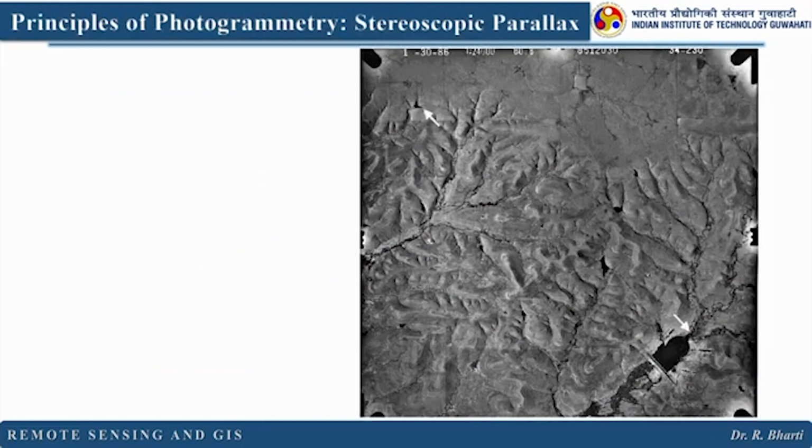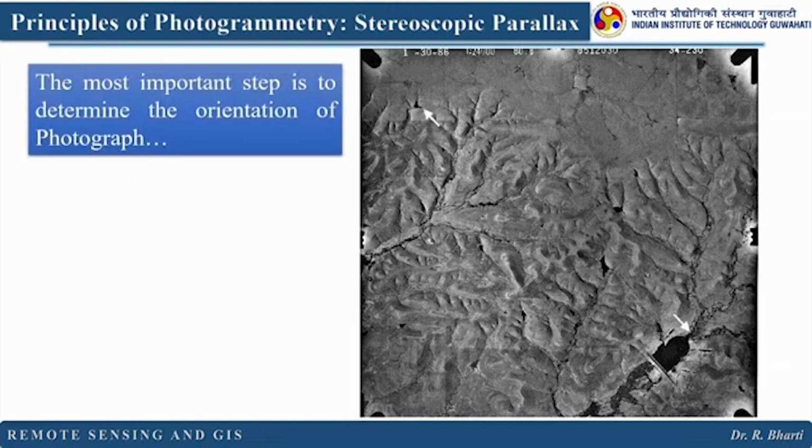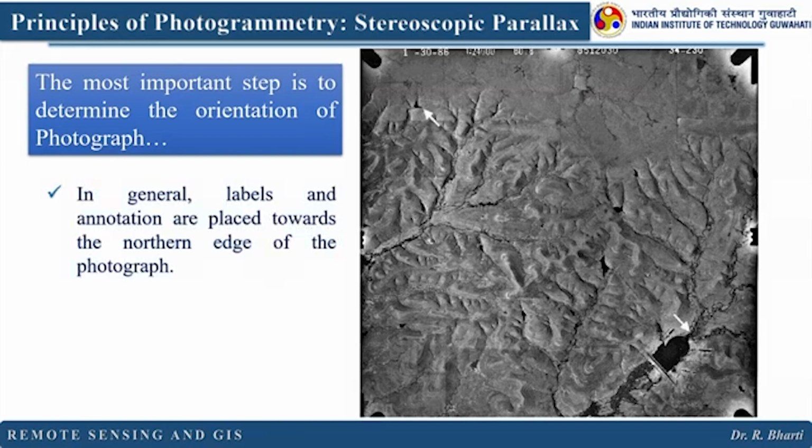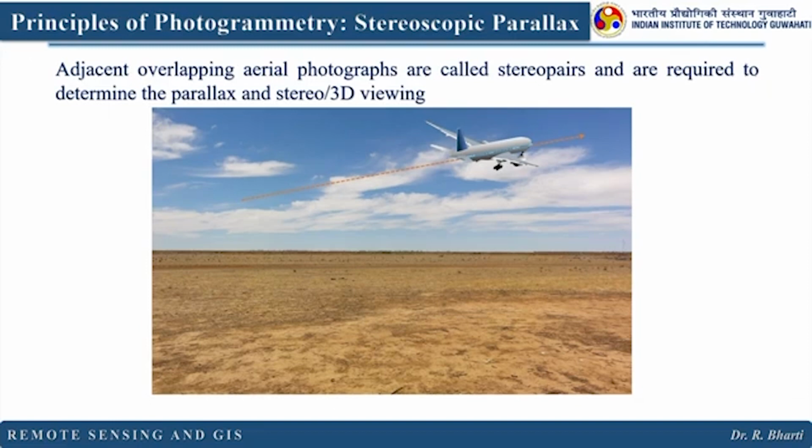So now let us start with parallax. What do we mean by stereoscopic parallax? Here the most important step is to determine the orientation of the photograph, right. In general, labels and annotations are placed towards the northern edge of the photograph. So if you see, this is the northern edge of this photograph. To confirm the orientation, a map can be used for reference. You can use some previous images or maps to reorient this if by mistake it has been wrongly put, right. So here what exactly we are doing?